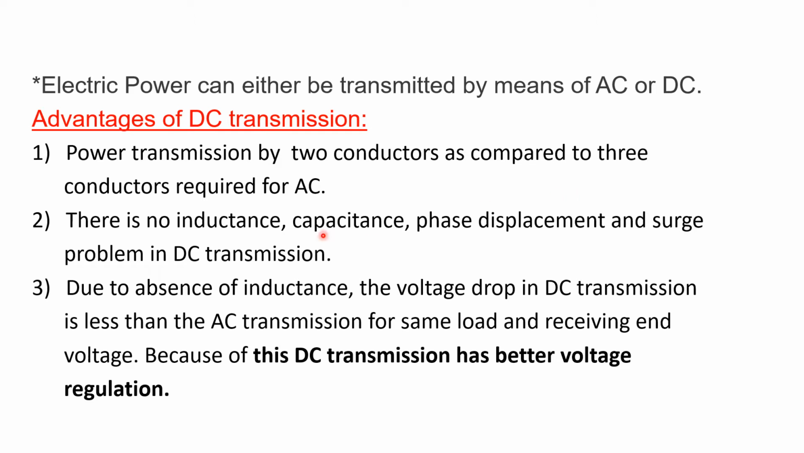Okay, so first we can start with the advantages of DC transmission systems. We know that in DC transmission systems we need only two conductors when compared with AC transmission systems. That is one of the important advantages of DC transmission system. It requires only two conductors.